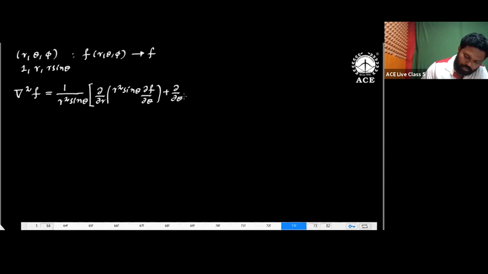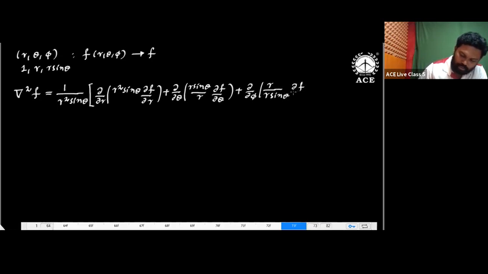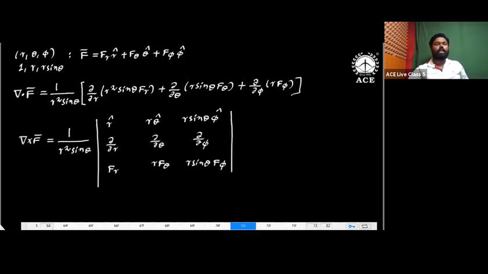Sorry, here it is plus dou by dou theta into r sin theta by r dou f by dou theta, plus dou by dou phi into r divided by r sin theta dou f by dou phi. Done. So this will give the totality to our discussion.